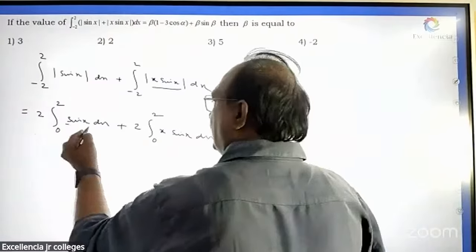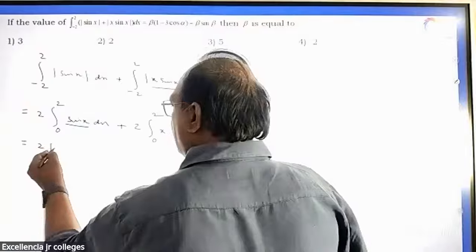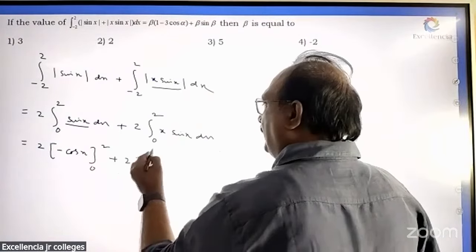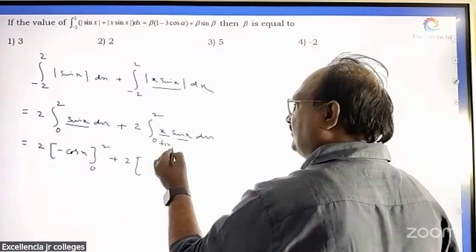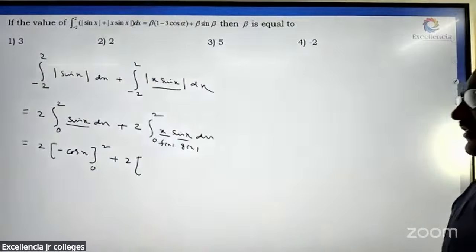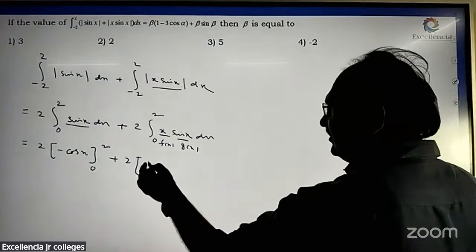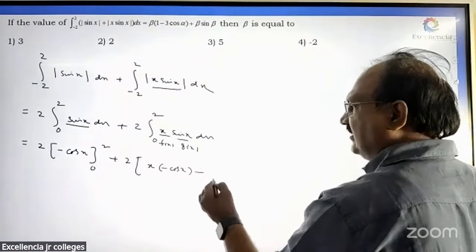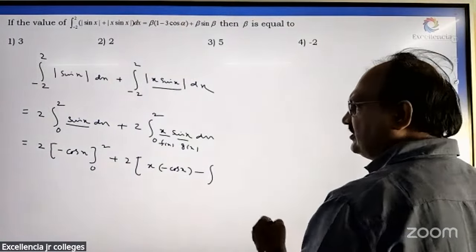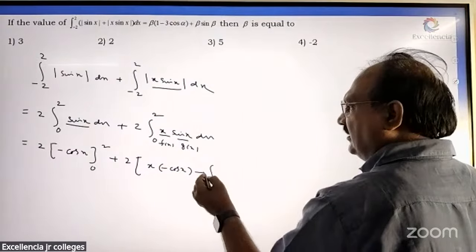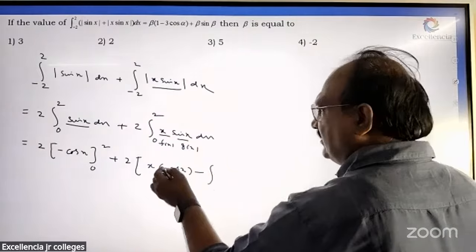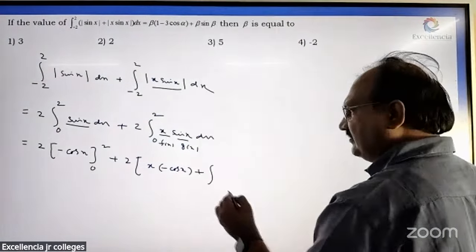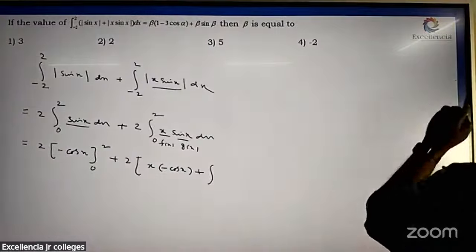In the first one, the integral of sin x is nothing but minus cos x, from 0 to 2. Here also, apply integration by parts, taking this as f of x and this as g of x. First function into integral of second function, minus integral of the derivative of the first function into the integral of this. I am writing this directly, plus.